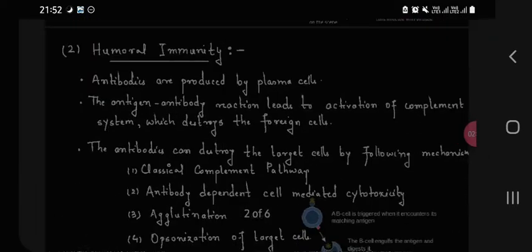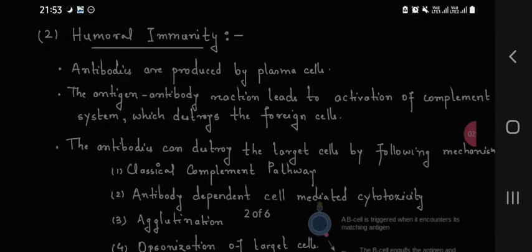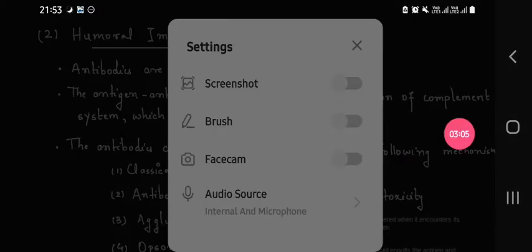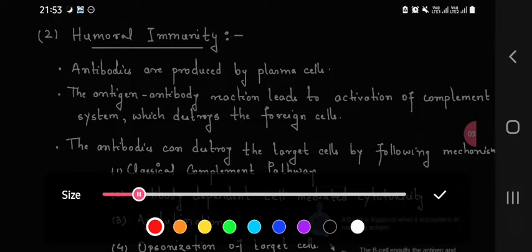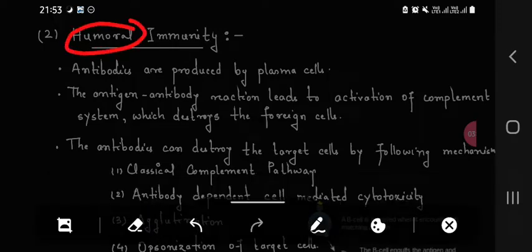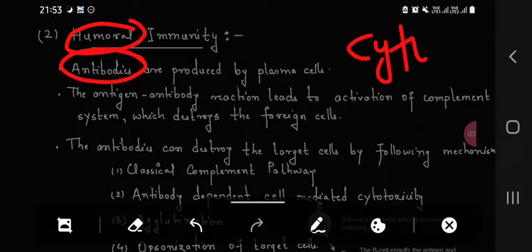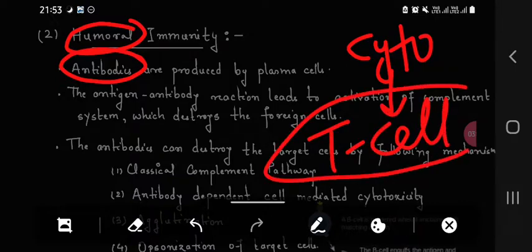Humoral immunity. Antibodies are produced by plasma cells, and one common thing is that, like here you can see, for humoral immunity, antibodies are released, and for cell mediated immunity, T cells are released. Okay.